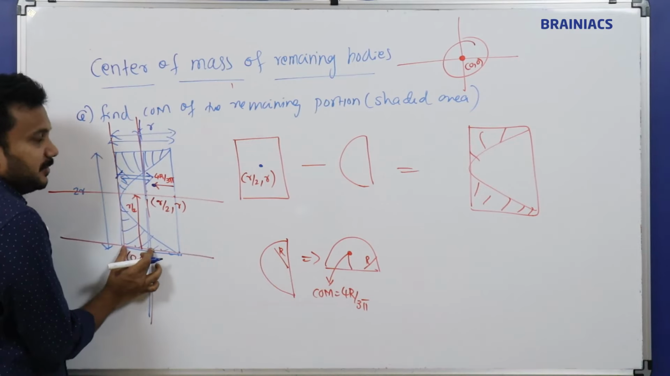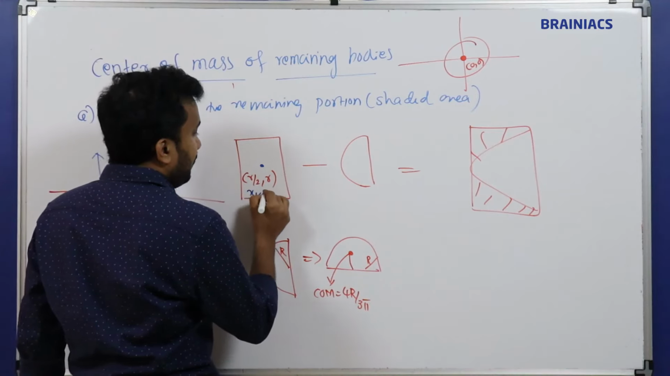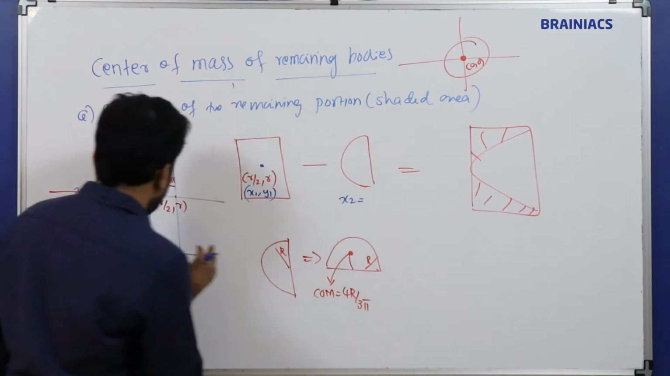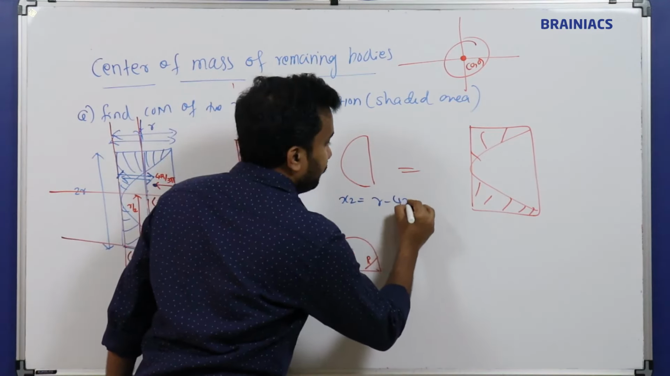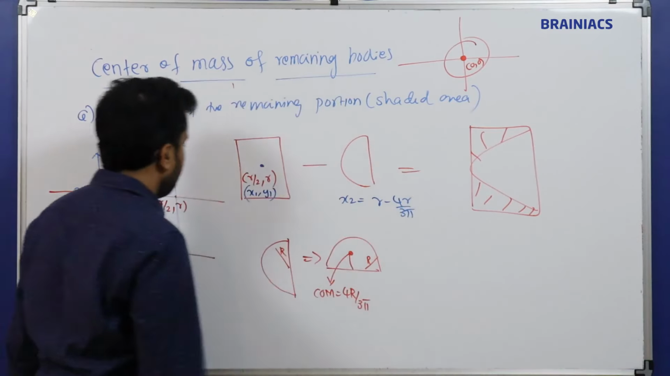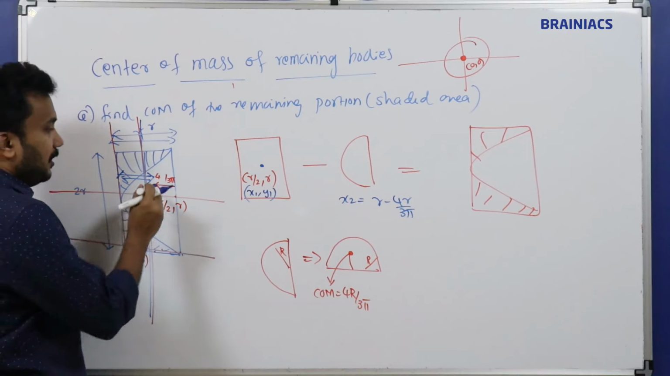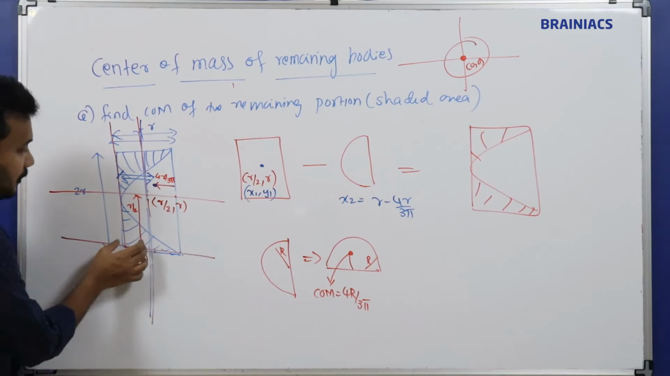That means the distance from the origin, that is the x coordinate. So this x1, y1 is given. For x2, the full length minus this subtract. So r minus 4r by 3 pi. Use the small 4r by 3 pi. This is the x2.